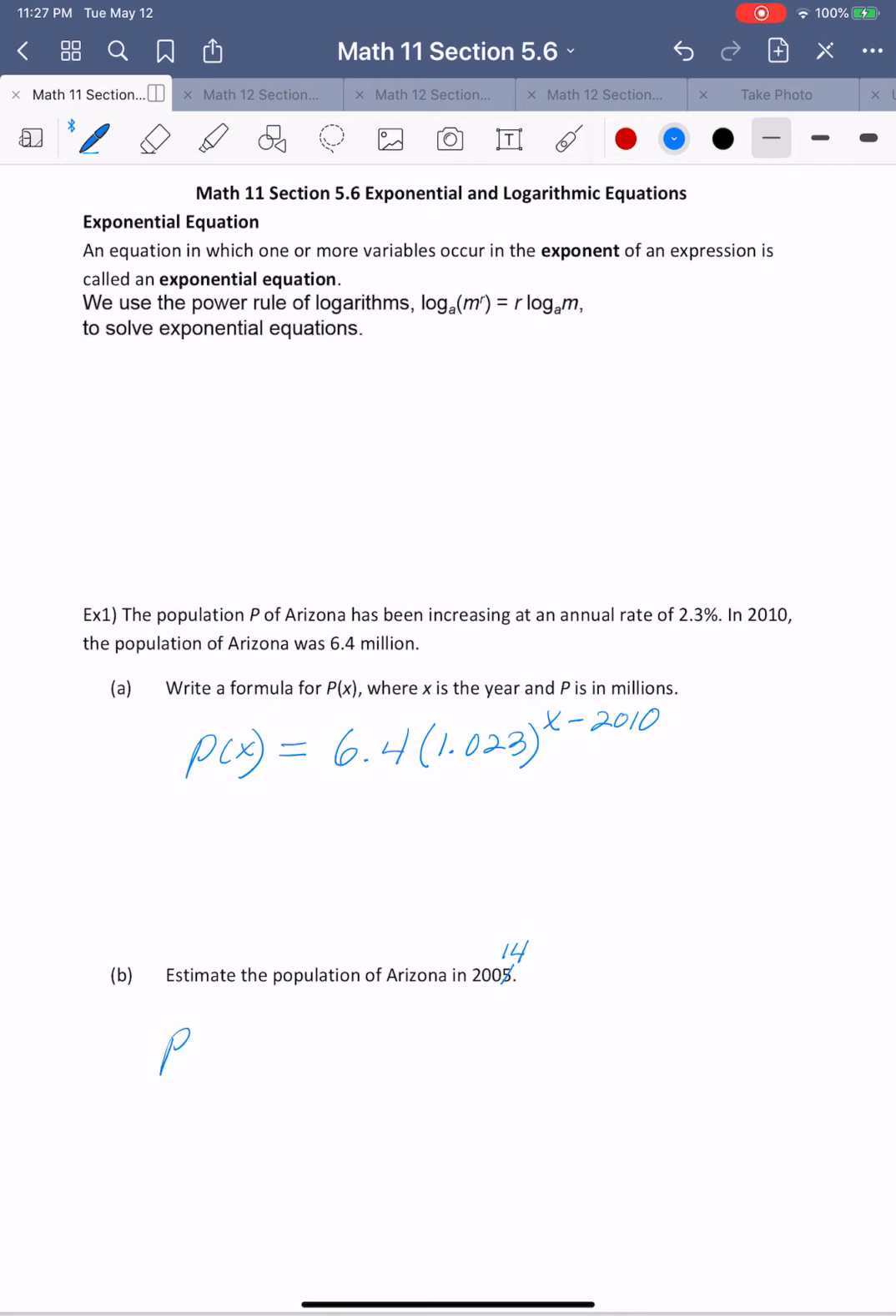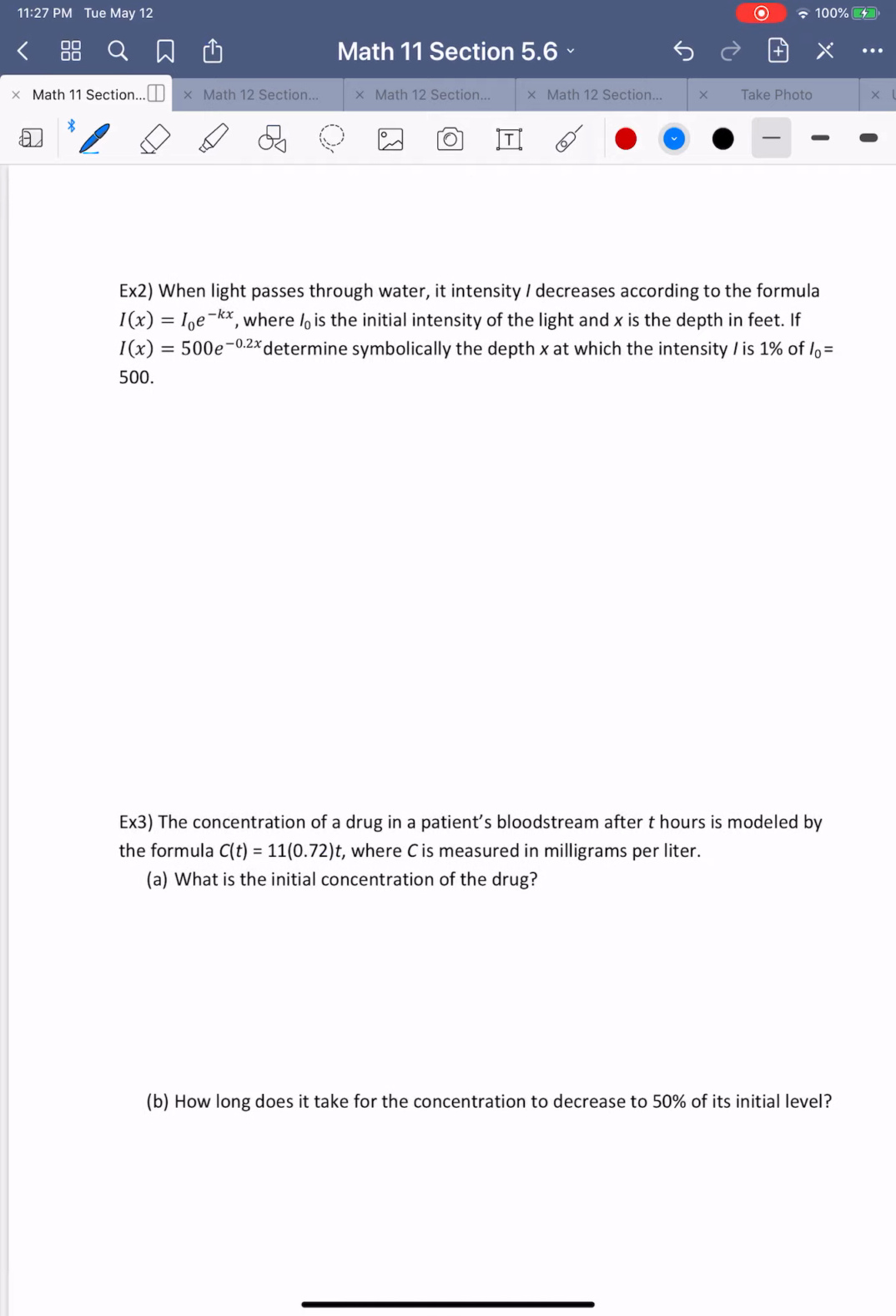So f of 2014 is 6.4 times 1.023 to the power of 2014 minus 2010. If you use a calculator, it's about 7 million. All right, next page.